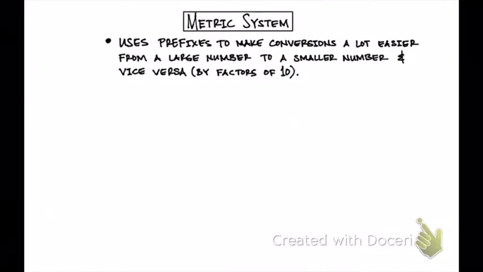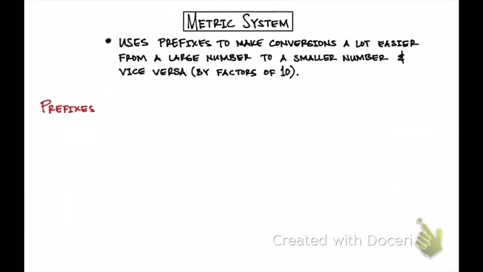So what makes the metric system a lot simpler to use compared to the imperial system is the fact that it uses prefixes to make conversions between units a lot easier from a large number to a smaller number and vice versa. And the main reason is because it uses factors of 10, 100, 1,000, so on and so forth. They're all divisible by 10.